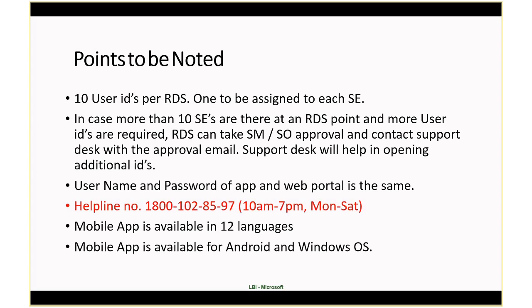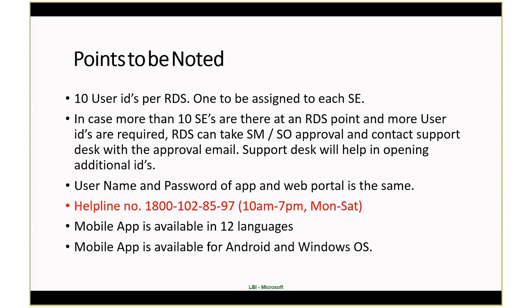When the survey starts, we'll be sending 10 user IDs per RDS. What the RDS needs to do at his end is assign one user ID per sales executive. Just in case the RDS has more than 10 sales executives and the number of user IDs provided don't suffice, they can take an approval from the sales manager or sales officer and send that email to the support desk. The support desk will help the RDS in opening the additional user IDs that are required.